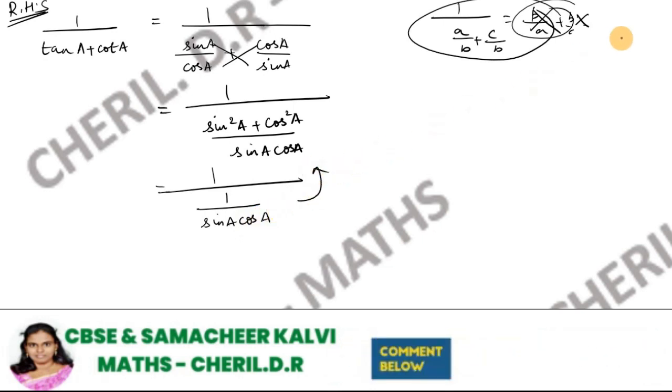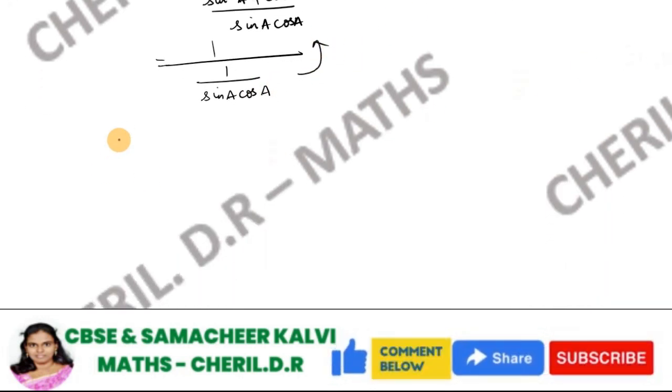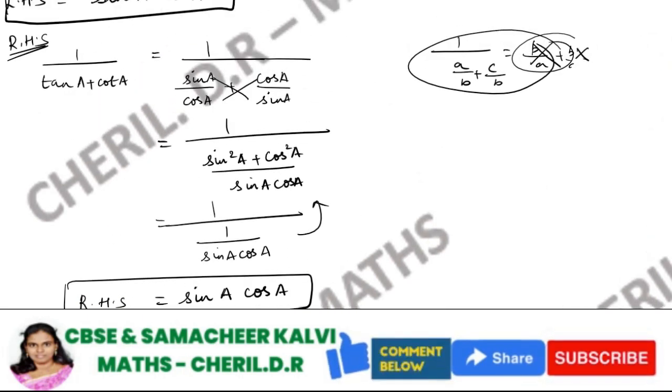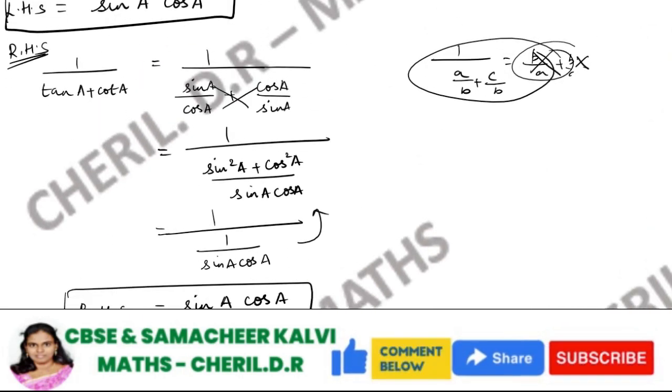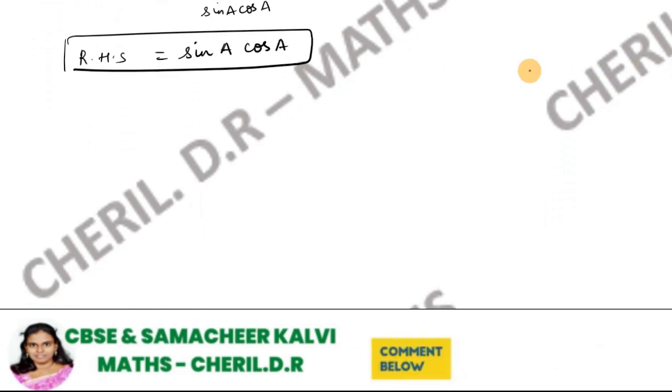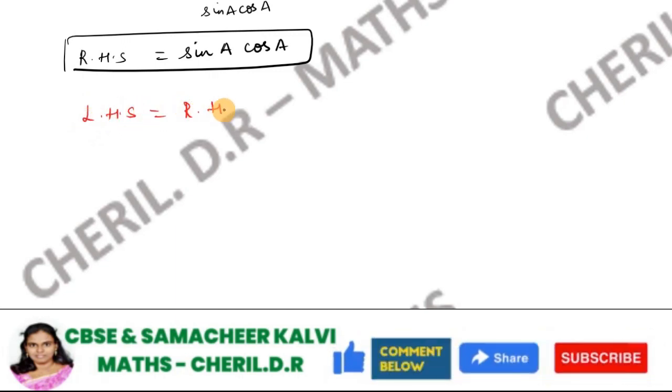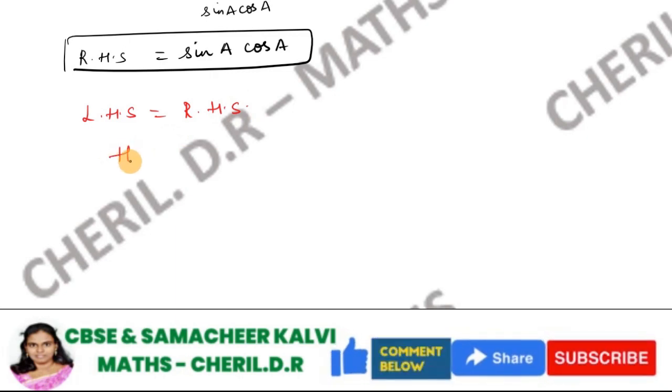Now you can try to take it up. So you will have sin A cos A. This is what you got for solving the right hand side. Now see, you got sin A cos A for the left hand side, and sin A cos A for the right hand side also. Thus you can say that your left hand side is equal to your right hand side, hence proved.